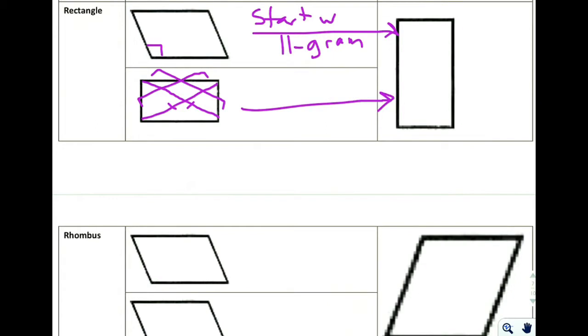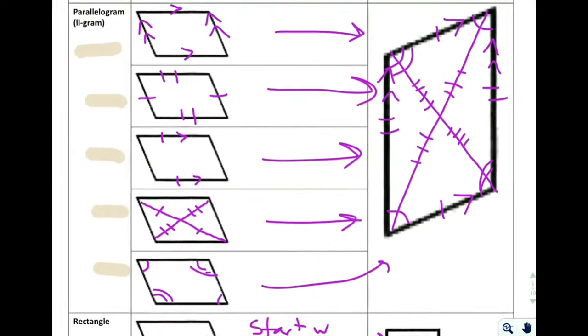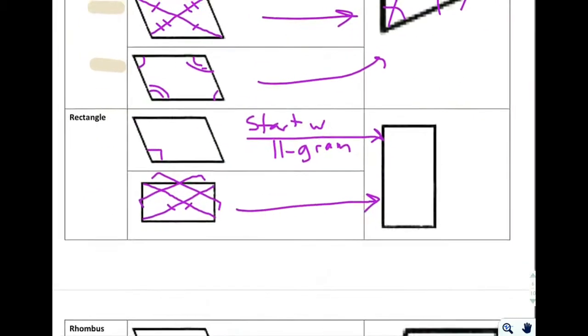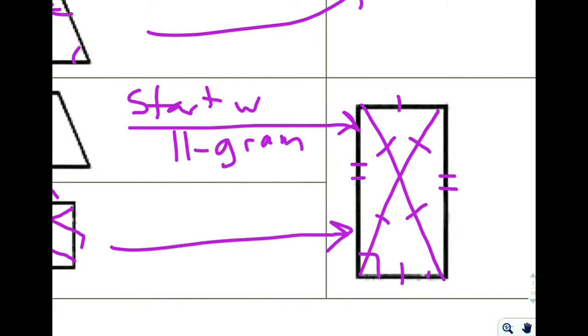And once you know you have a rectangle, you have the full suite of all the things that you had with the parallelogram, plus the fact that you get your equal diagonals that do in fact all break each other in half, bisect each other. You have the side lengths. You have 4 right angles in that shape, and all the other properties of a parallelogram.